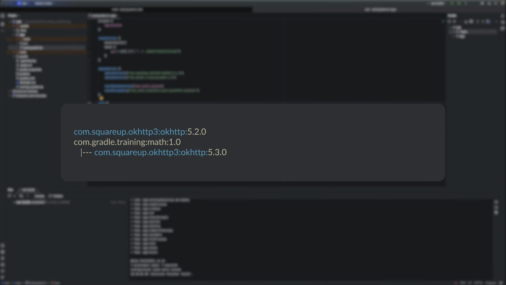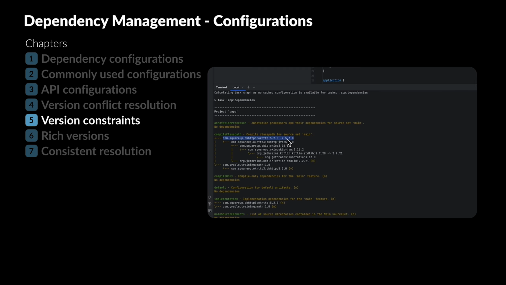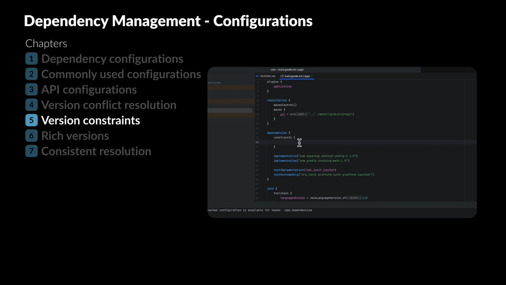In a previous chapter, we learned about version conflicts. In this chapter, we will explore how to use dependency constraints to control the version of a transitive dependency without declaring it as a direct requirement.